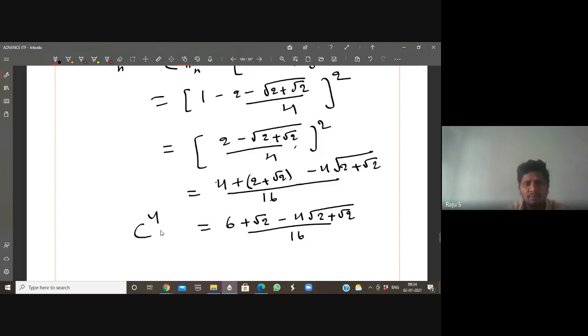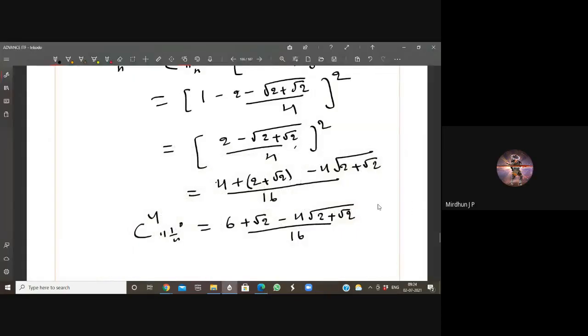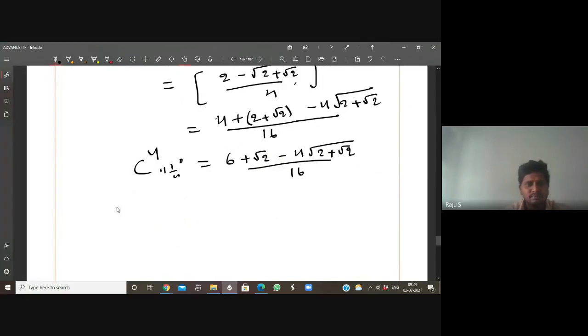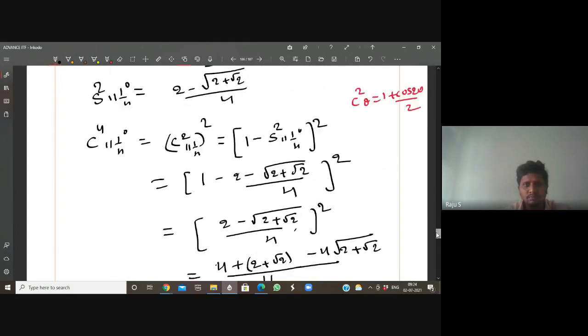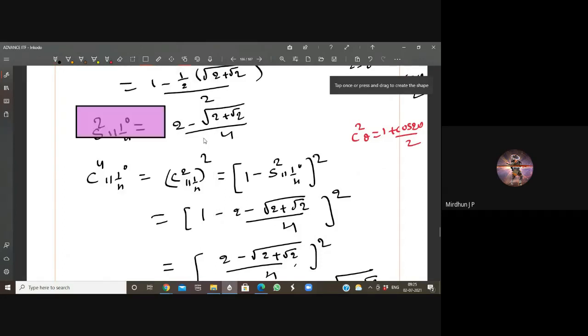This is the cos power 4 of 11π by 4 value. In the question, they are asking for the sum, so we need to add both. What is sine square and cos power 4? What is sine square? Sir, 2 minus root 2 plus root 2 by 4.